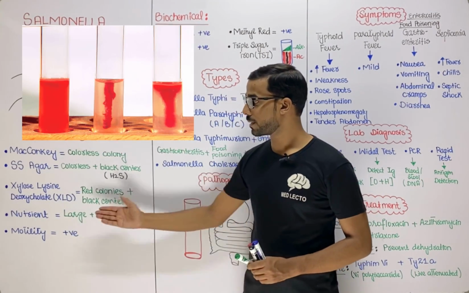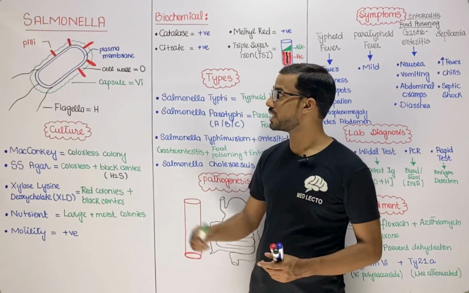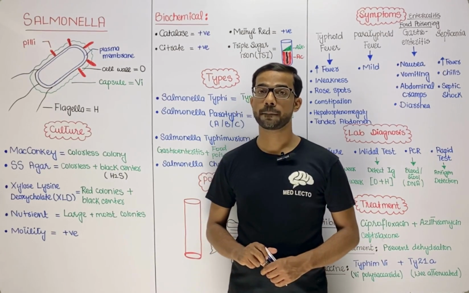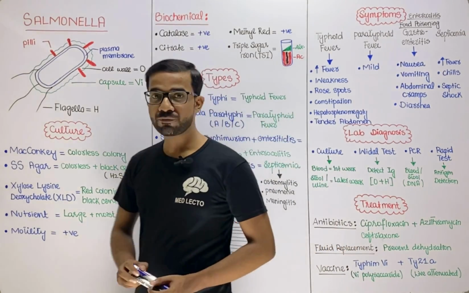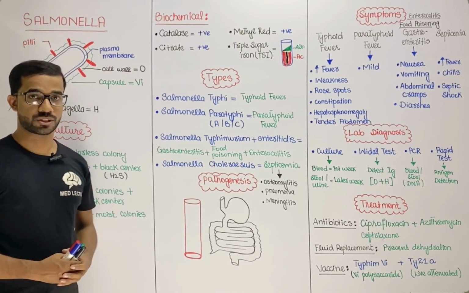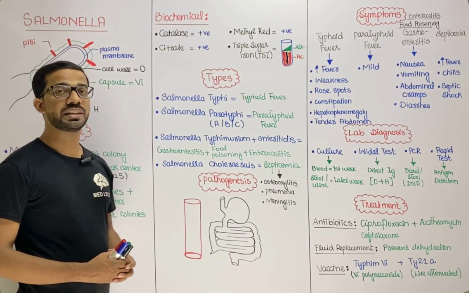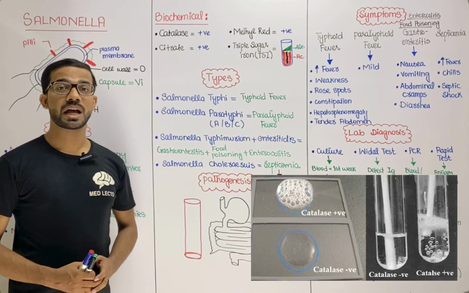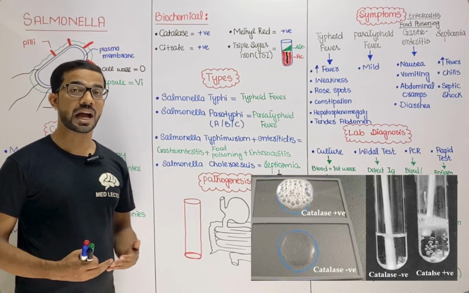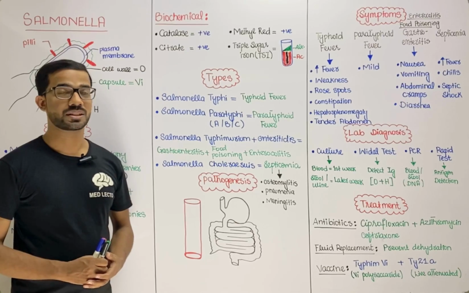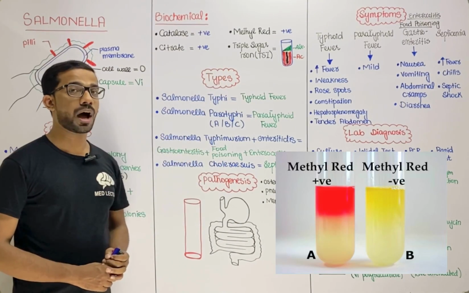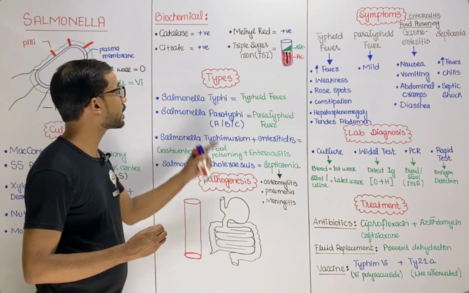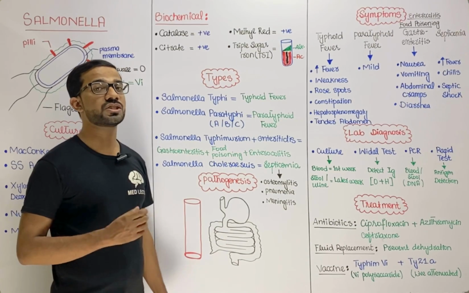The motility test will be positive, as we have seen that they have flagella, and flagella give them the motility property. Next, if we look at the biochemical tests that are used for the differentiation of different gram-negative bacteria. First is catalase. It means that salmonella produces the catalase enzyme, and it gives a catalase positive reaction. Methyl red will also be positive, and citrate will also be positive. So these are the three most important tests: catalase, methyl red, and citrate positive.